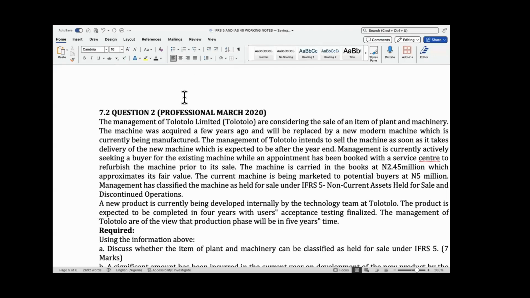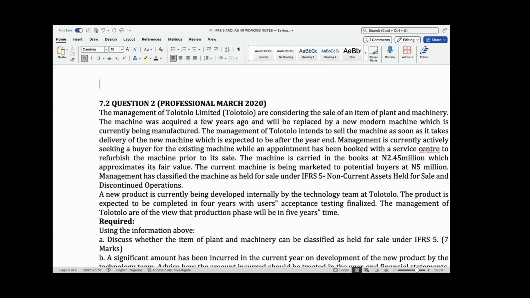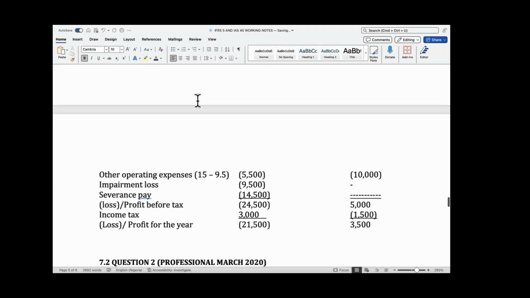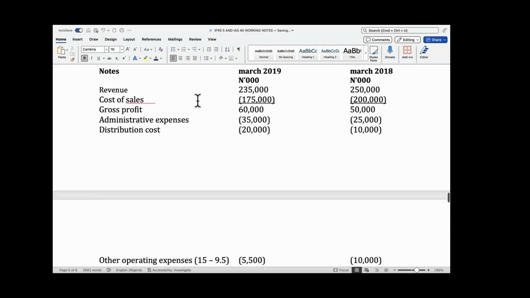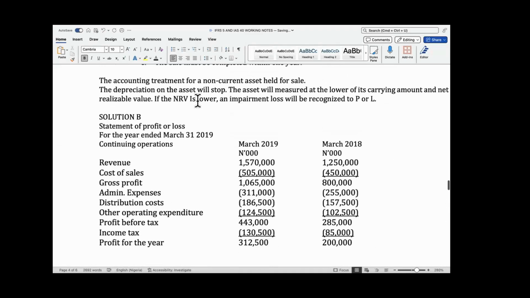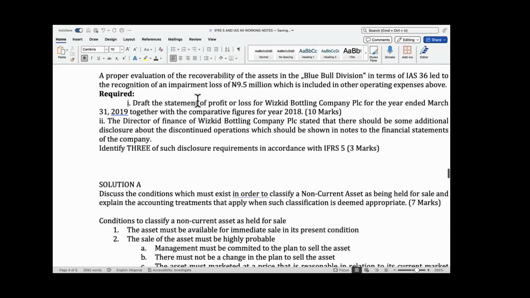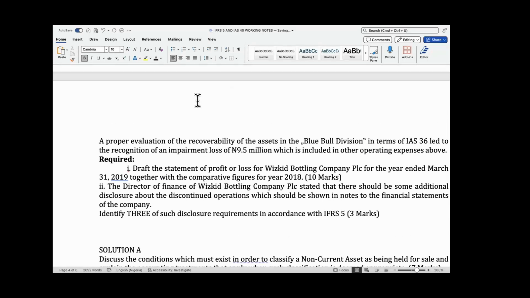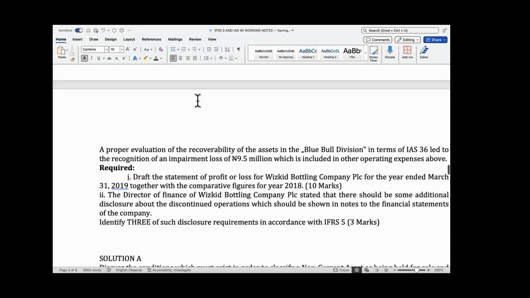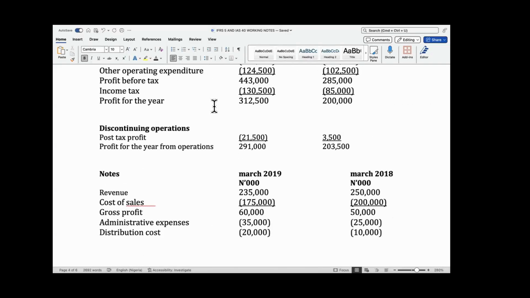Okay, Ufoma. Is there no calculation for the gain on disposal or loss on disposal? They didn't tell us that they have sold the division. They only plan to discontinue, they have not sold it. So if they have sold it, that's when we'll be putting gain on disposal.